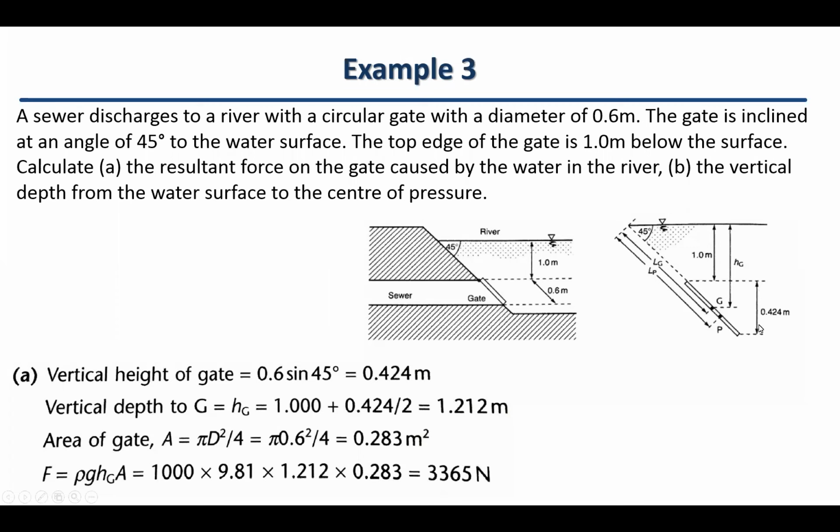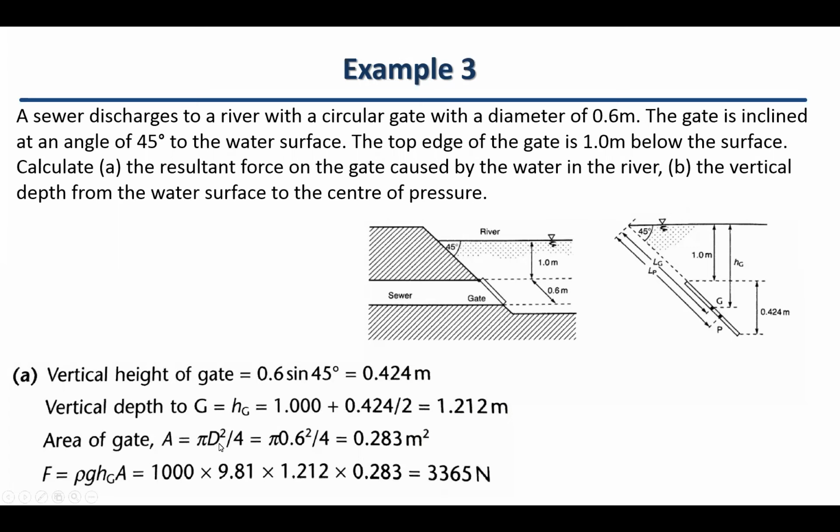And the vertical depth can be calculated as half of the vertical height of the gate, plus the distance from that point to the top, which is 1 meter. That will give us the vertical depth to G. So the vertical depth to G is half of 0.424 plus 1 meter, which is equal to 1.212 meters. So this is the vertical depth. This point is called HG. HG is calculated like this.